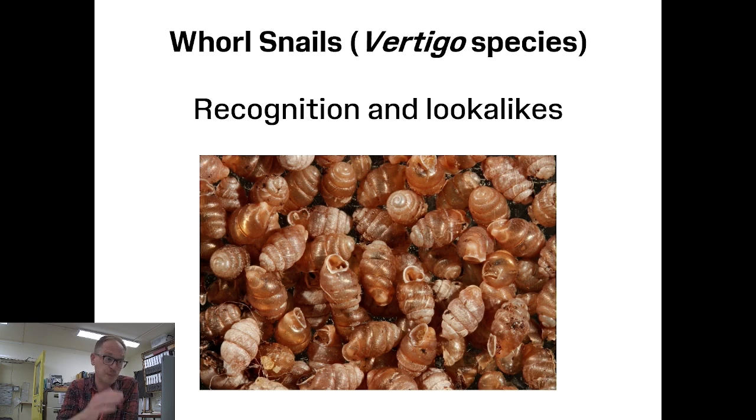So the vertigo species, the whorl snails, they have an English name, whorl snails, but I'll probably hardly ever use it because I call them vertigo. A lot of people call them vertigo, it's just a different way of pronouncing it, and it really doesn't matter which one you say. Vertigo means whirling in Latin. So first of all, how do you recognise them and what are their lookalikes like?